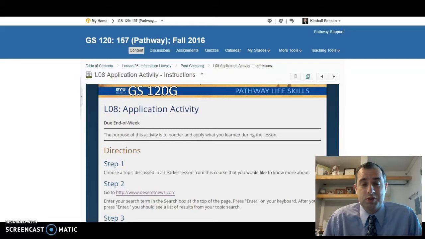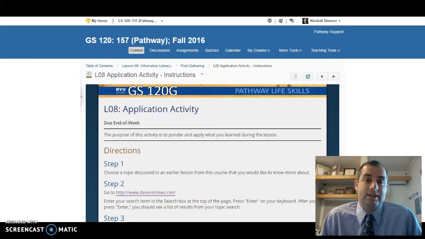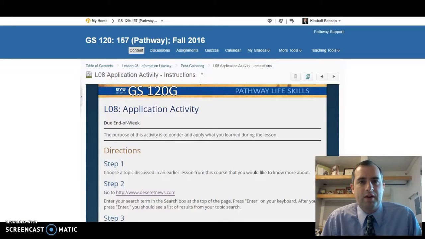This is lesson 8 this week, and this week a big focus is on information literacy. Kind of a fancy term to just basically be able to say, how do you judge information? How do you know information is credible? How do you know that a source of information is better than another source of information?